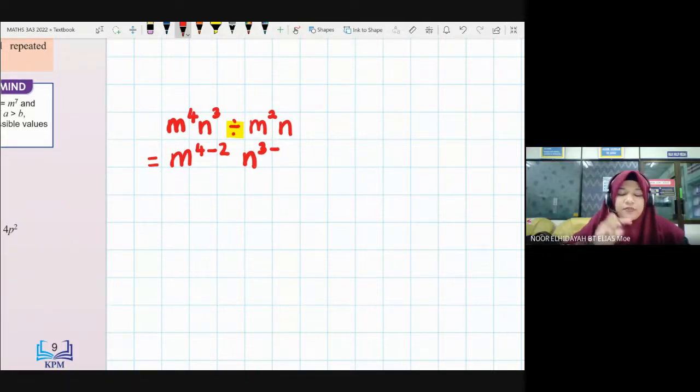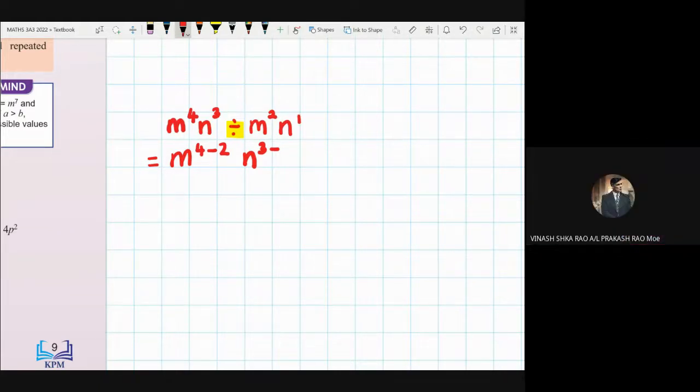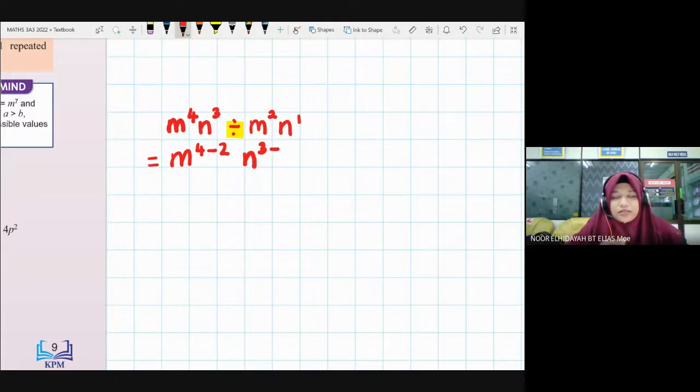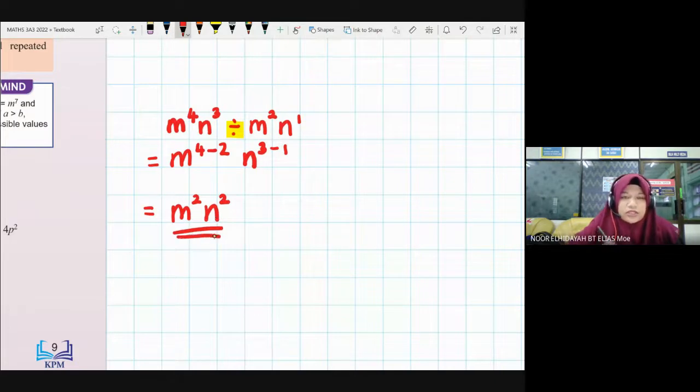Biasakan bila awak nampak soalan yang n tu dia tak ada apa-apa, awak letak siap-siap one, supaya tidak buat mistake. Okay, cikgu sebut ni sebab biasanya yang pengalaman sebelum-sebelum ni, pelajar selalunya buat mistake. Bila n tu dia selalu tertinggal. So dia tak akan tertinggal macam tu. Dia akan terus jawapan dia n to the power of 3, kalau dia tak letak one tu. So bila letak one, awak nampak, oh you have to subtract one. Okay, so the answer is m to the power of 2, n to the power of 2. So this one is the answer.